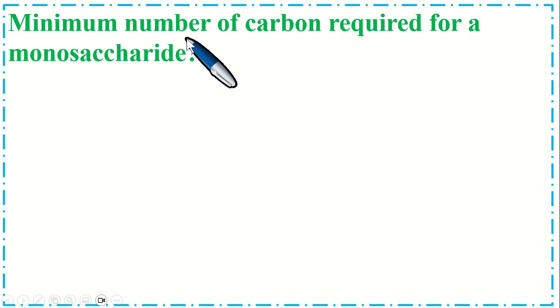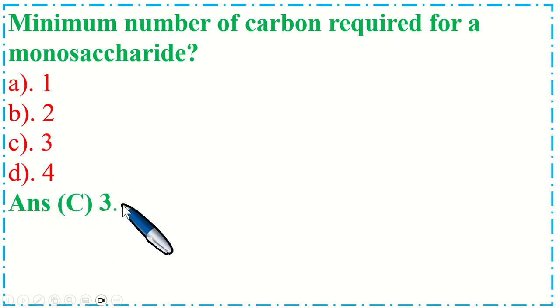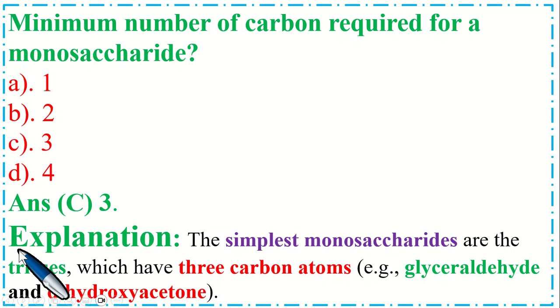The minimum number of carbons required for a monosaccharide: option A 1, B 2, C 3 and option D 4. So the correct option is C, 3. Explanation: the simplest monosaccharides are trioses, which have 3 carbon atoms. For example, glyceraldehyde and dihydroxyacetone.